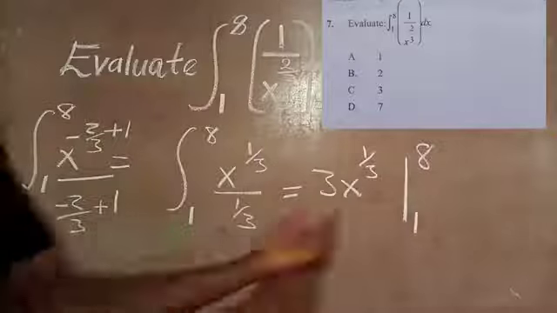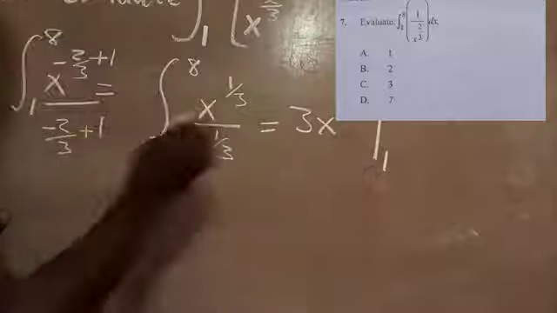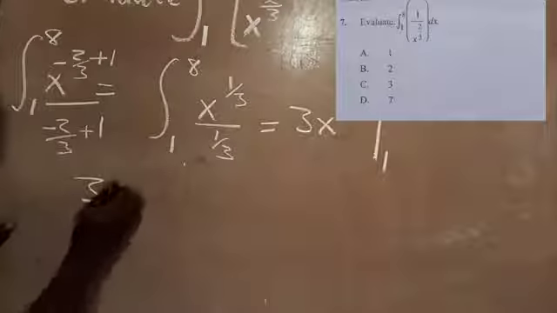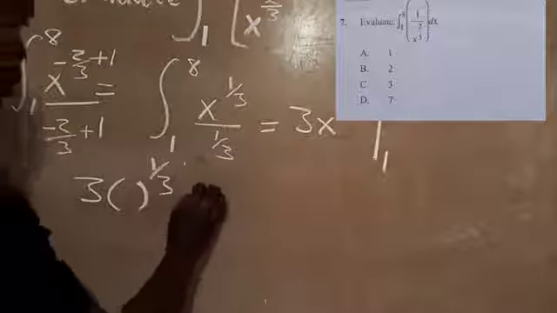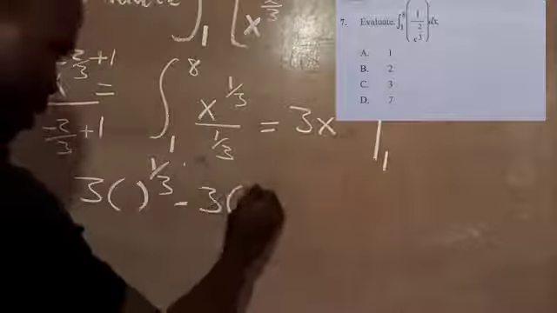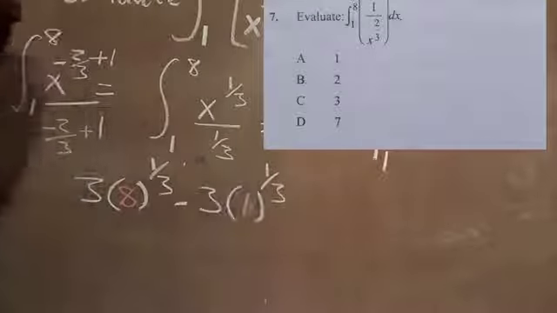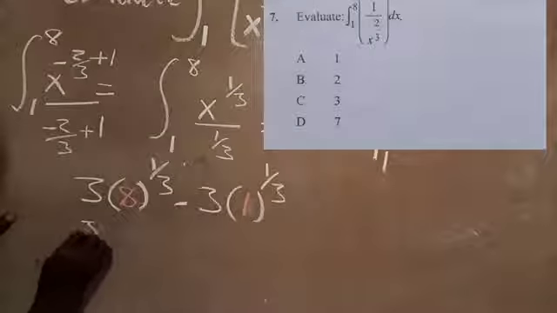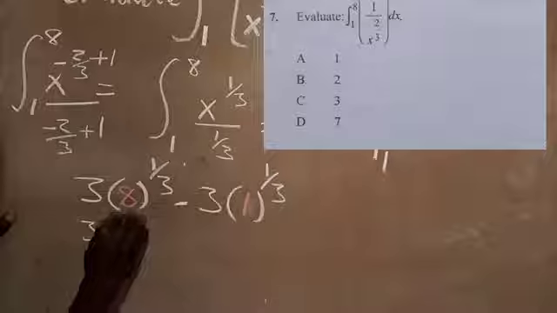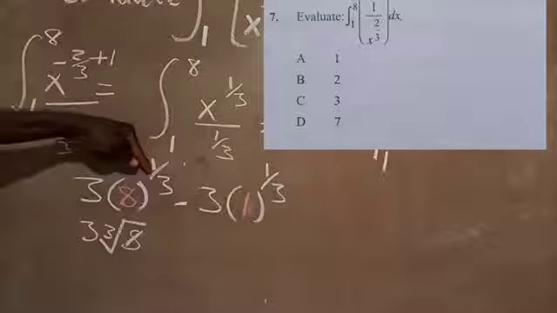I will now plug in my higher limit minus my lower limit. So that will now give us 3 times our upper limit raised to the 1/3 minus 3 times our lower limit. Upper limit, we know it is 8, we just replace x with it, and our lower limit is 1. To further simplify, we'll now have 3 times the cube root of 8. That's what this expression is trying to say.